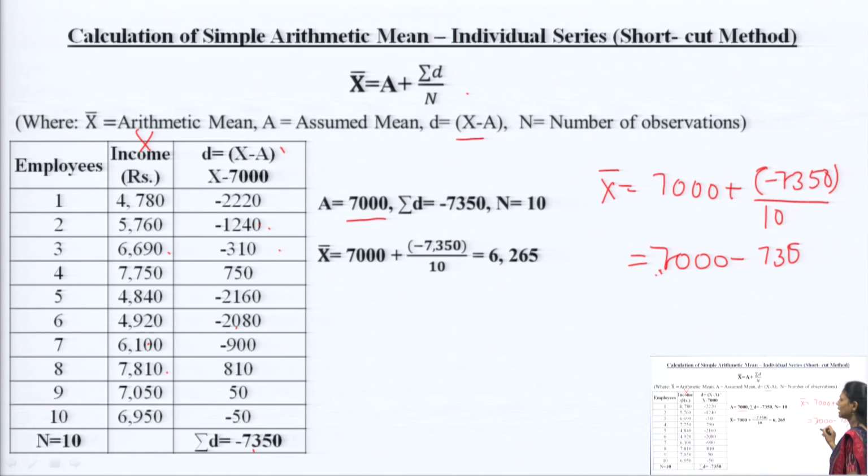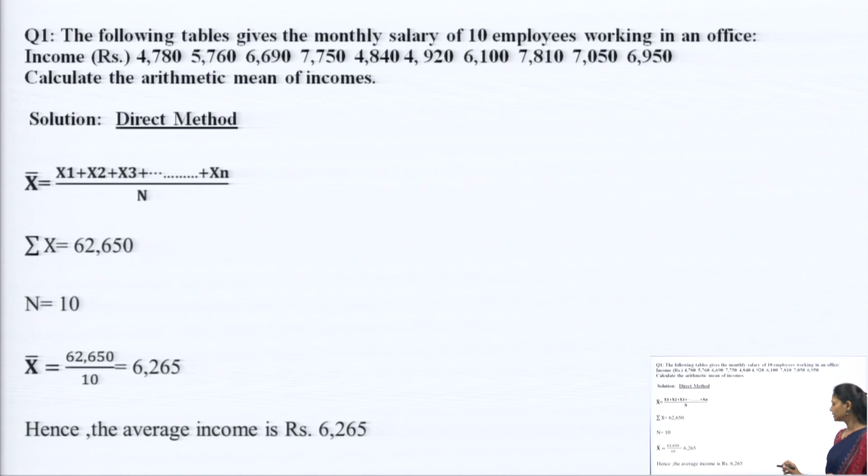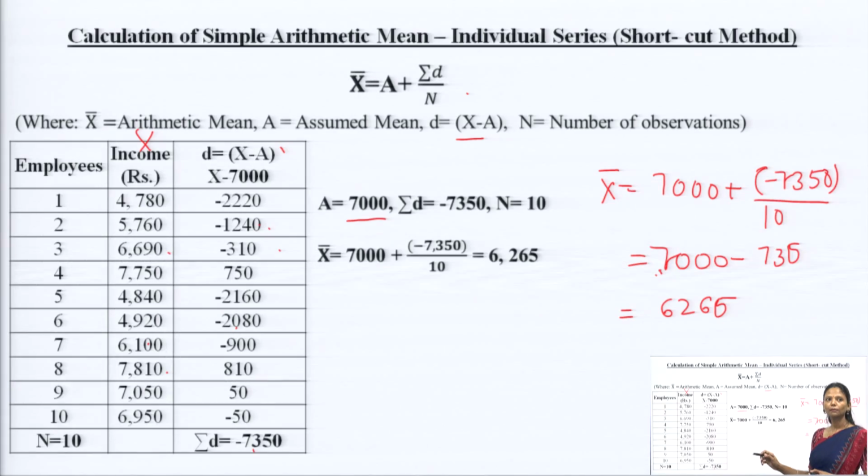735. If I solve it further, what I will get? I will get 6265. So, here the average income in this case and the average income in the last case, that means here also it was 6265. In both the cases, the same question, the answer remains the same. If we use direct method or shortcut method, it totally depends upon your choice. Which method you want to use, both will give you the same answer.